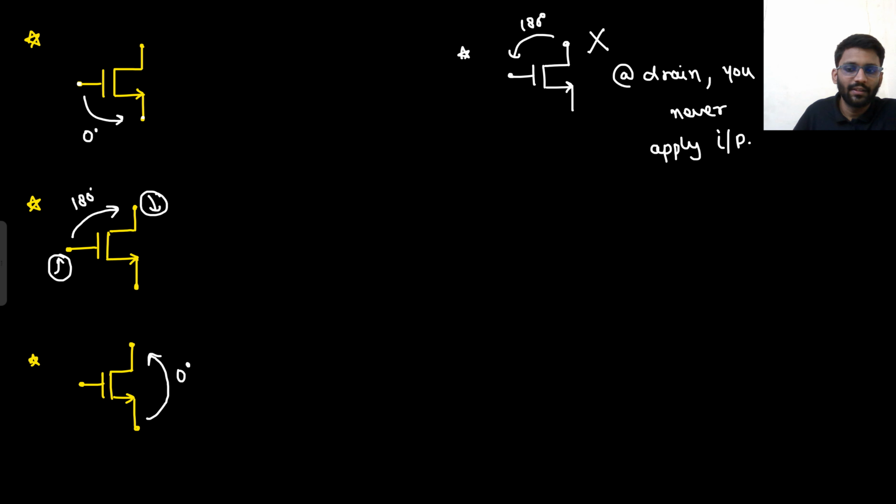Topology, right? So this is the thing that I explained. Sometimes people can have the doubt: sir, from drain to source, if I am coming, there is a 180 degree phase shift, or from drain to source, there is a 0 degree phase shift, and if I am going from drain to gate, there is a 180 degree phase shift. No, at the drain there will not be any input. Well and good.